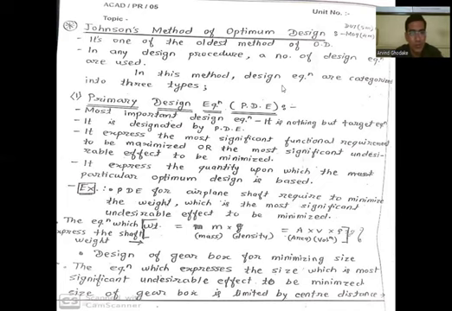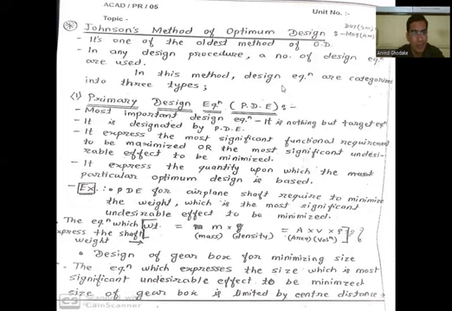It expresses the most significant functional requirement to be maximized or the most significant undesirable effect to be minimized. Means the most significant functional requirement to be maximized, and the most significant undesirable effect to be minimized, are expressed in the primary design equation. So it expresses the quantity upon which the particular optimum design is based.